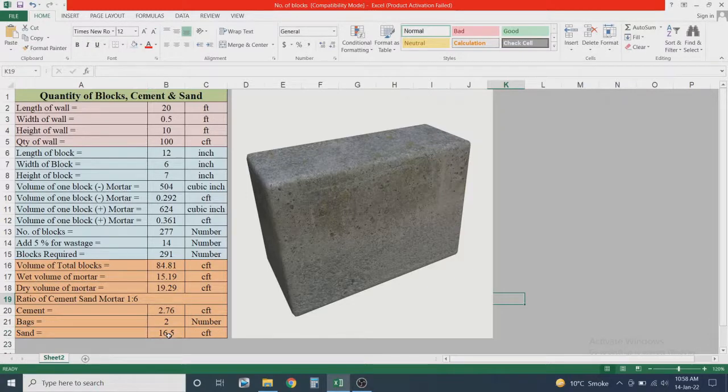So guys, this was a short video related to the quantification of different things required for the construction of a block wall. I hope this video was useful for you. If you have any question, you can ask in the comment section.